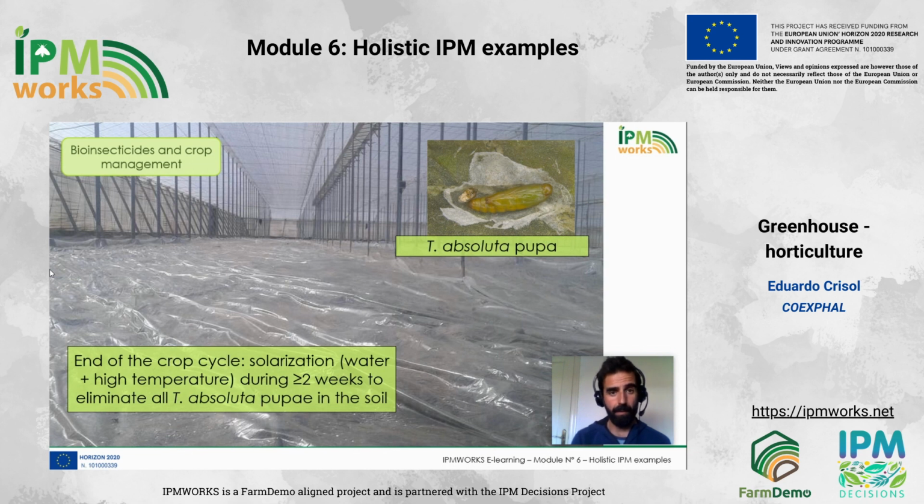And lastly, it is very important, especially when we have a high level of abundance of Tuta absoluta, at least medium to large, at the end of the crop cycle, to proceed with a solarization, which is using plastic and water underneath, so that it will heat up and stay for at least 2 weeks, maintaining high temperature to eliminate all Tuta absoluta pupae that can be found in the soil. And this is a very effective way to restart our crop and to make sure that we have no initial population of Tuta absoluta present in our crop.